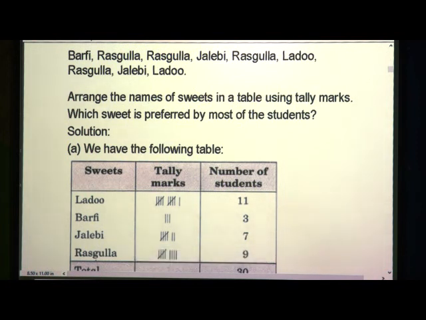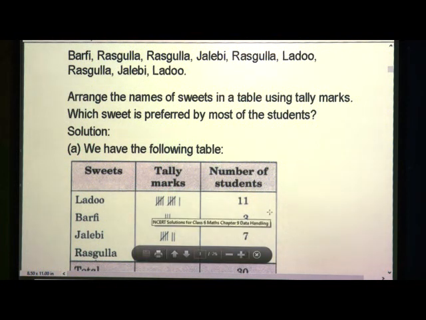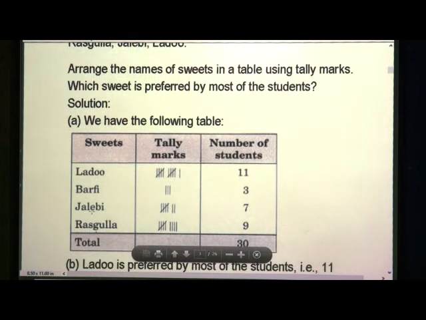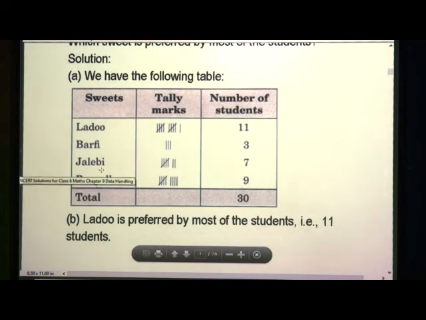Arrange the names of sweets in a table using tally marks. Which sweet is preferred by most of the students? We need to find the answer to this question, and first of all, we need to arrange the data by using the table. So, how many sweets do we have? 4, that is laddu, barfi, jalebi and rasgulla.